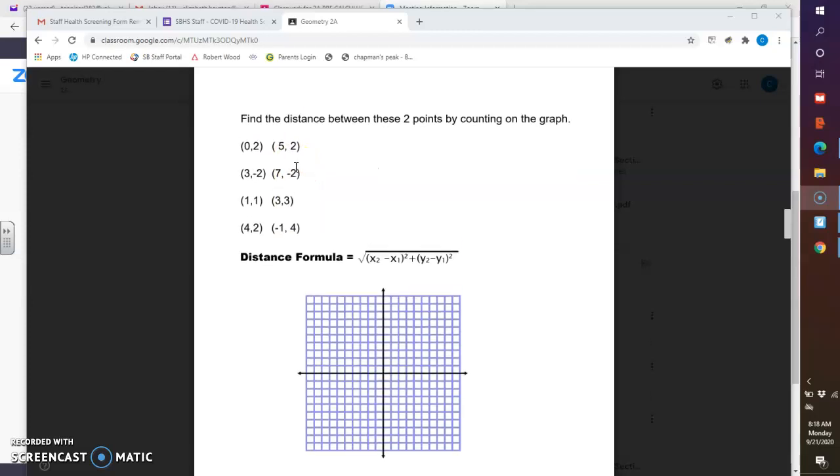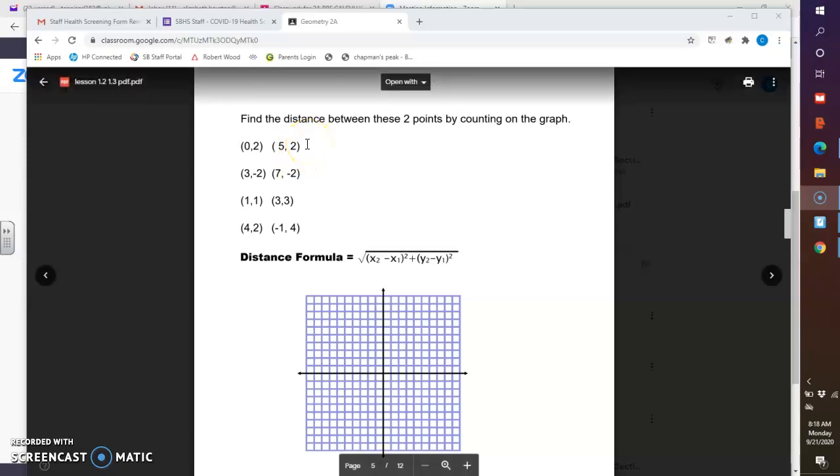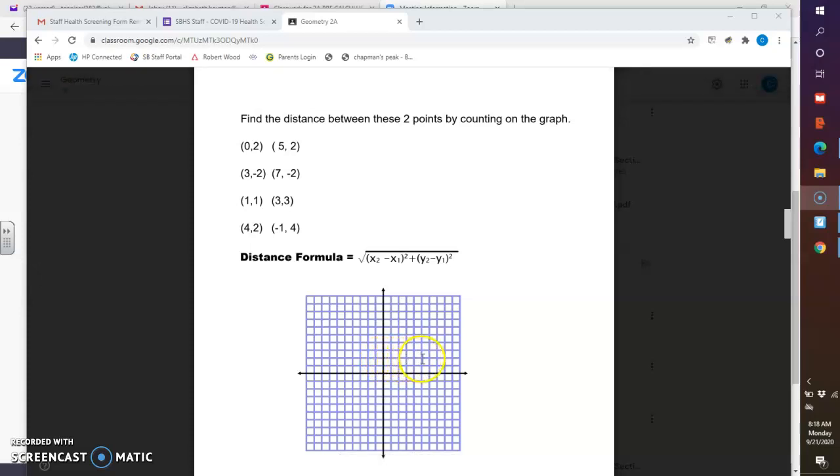All right, we're going to be finding the distance and finding midpoint in this lesson. So we're going to start with finding the distance. Now, finding distance is easy if the points are next to each other or right on top of each other. So like (0, 2) and (5, 2). This is where (0, 2) would be. This is where (5, 2) would be. And we just literally count 1, 2, 3, 4, 5.